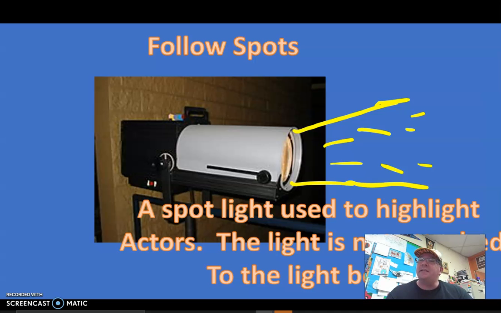But nowadays with technology, you actually have lights that can be programmed to go in a certain pattern on stage and follow the actor. The pro is it hits its spot every single time. It never misses. The con is if the actor doesn't stay in their light, well, then there's nothing you can do. The actor goes dark. So there's pros and cons to both.